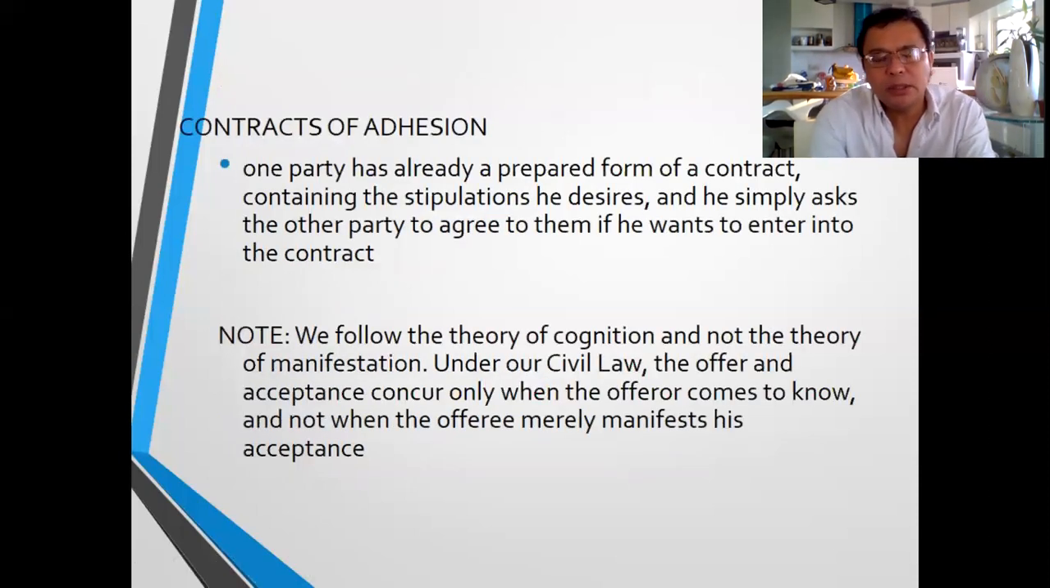In some cases, it falls under contracts of adhesion. Now, what is a contract of adhesion? It is one where there is already a prepared form of the contract and it contains the stipulations that the contracting party desires. And it simply asks the other party to agree. So it just simply says, okay, you can sign here. So there's already a form.